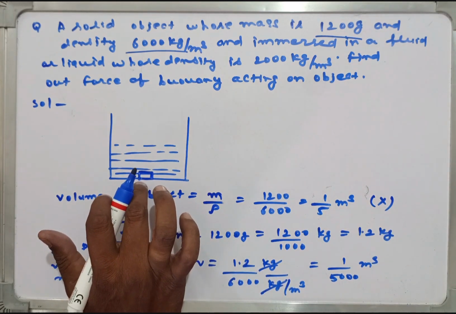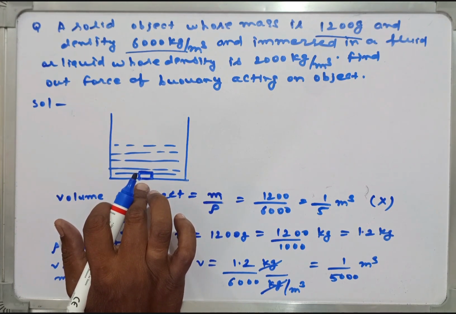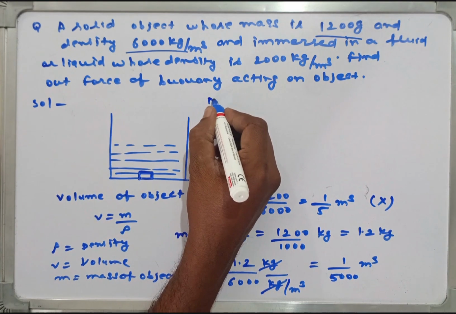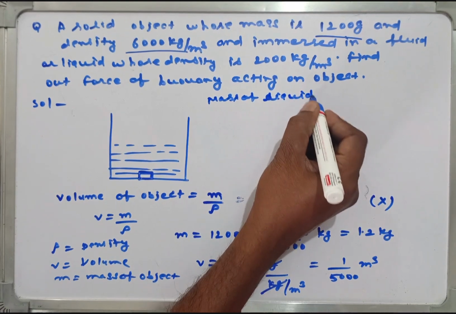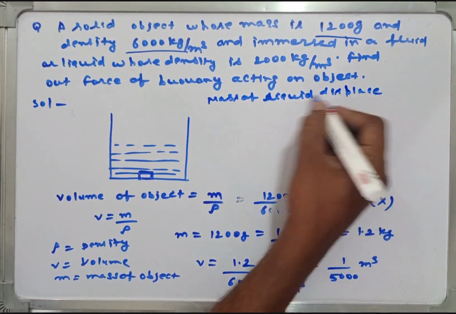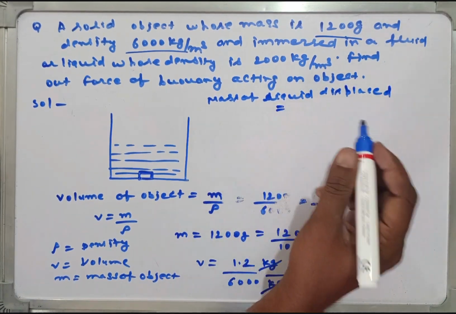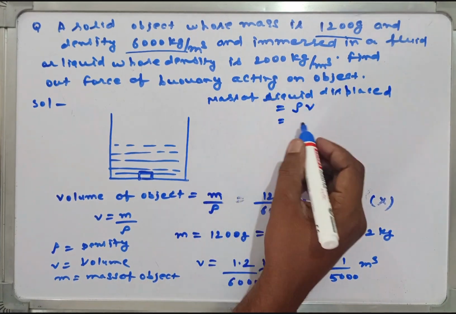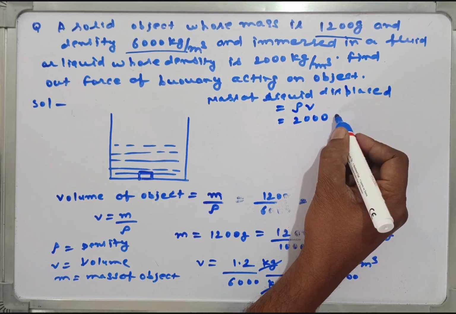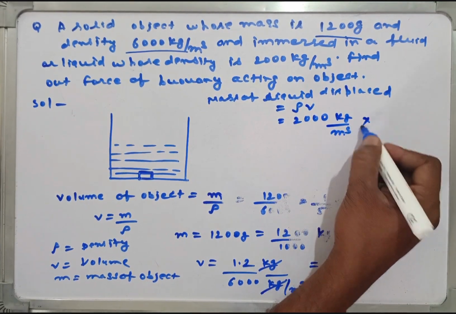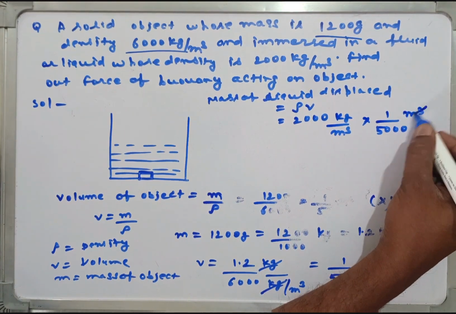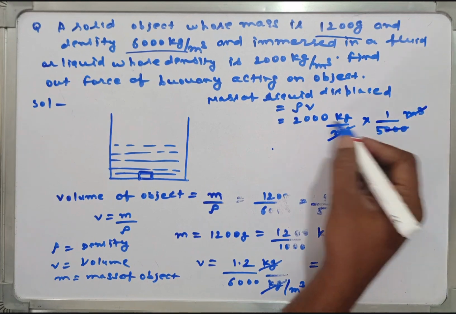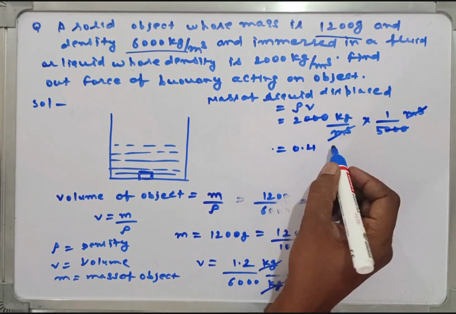See, the volume occupied by the object, the same amount of liquid is also displaced. So you can write here mass of liquid displaced equals what, guys? Now rho into V. Now rho here is 2000 kg per meter cube, and the volume is given as 1 by 5000 meter cube. See, this cancels out, and now this 0 cancels out, so this becomes 0.4 kg.